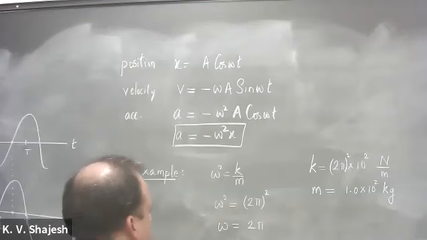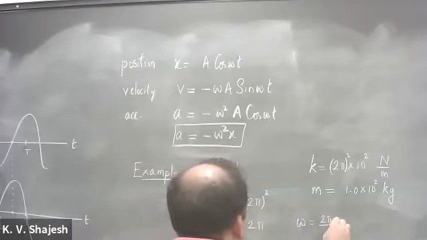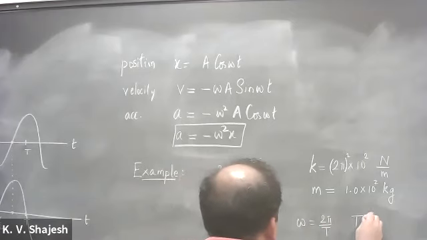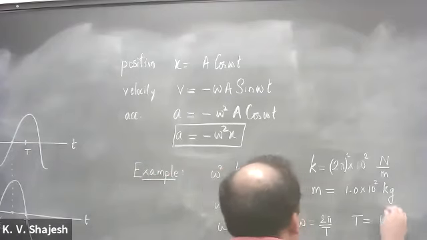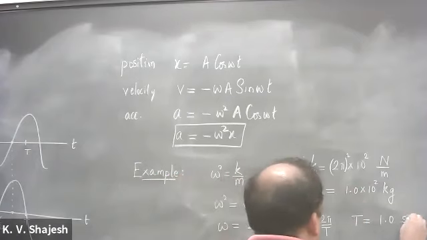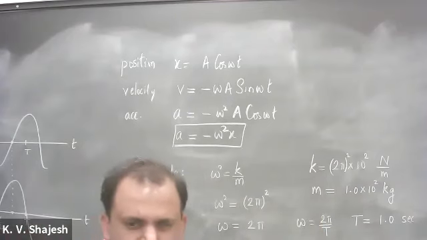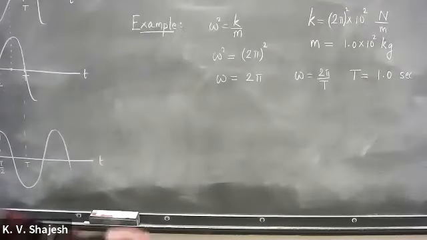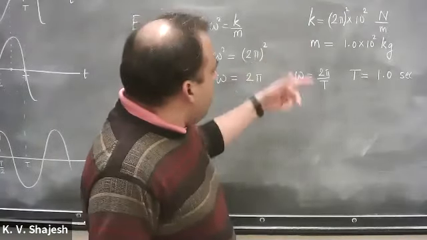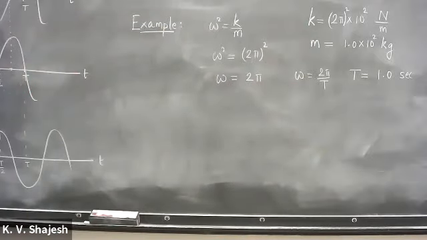That means the time period, since omega was 2 pi over T, is equal to 1.0, with two significant digits, so that's 1.0 seconds. So I chose the numbers appropriately so that it comes out in a nice manner. So the first step is, given the spring properties and the mass, we can get the time period and the omega, or the angular frequency.